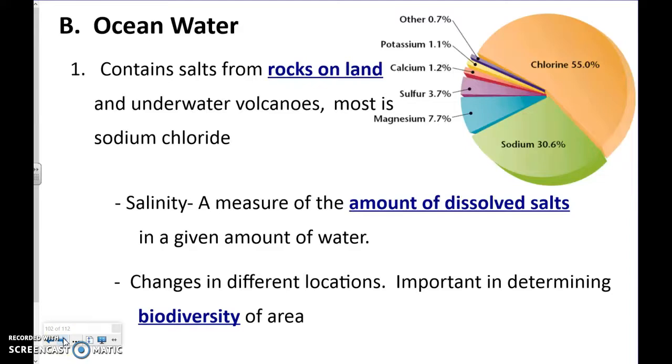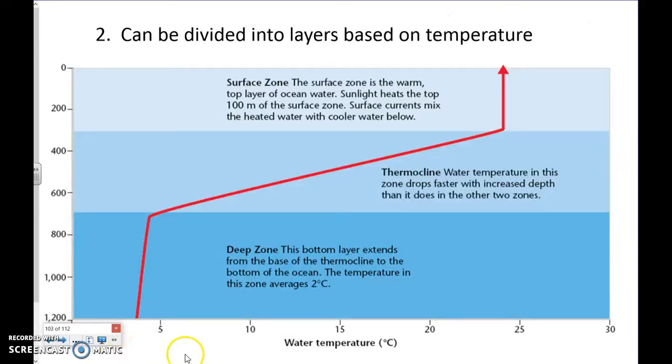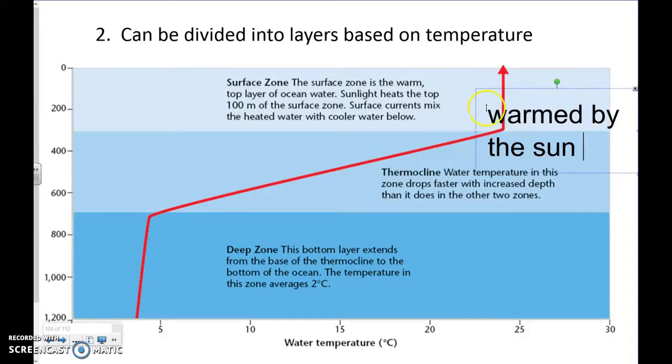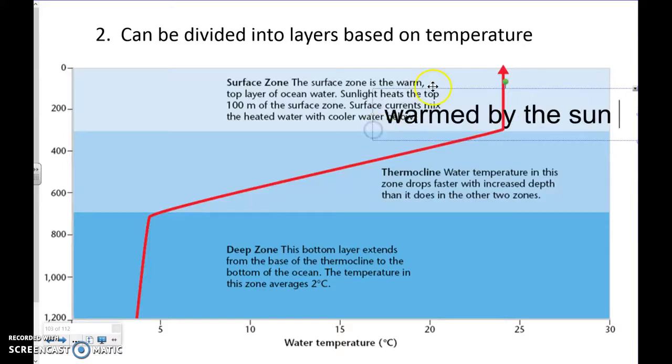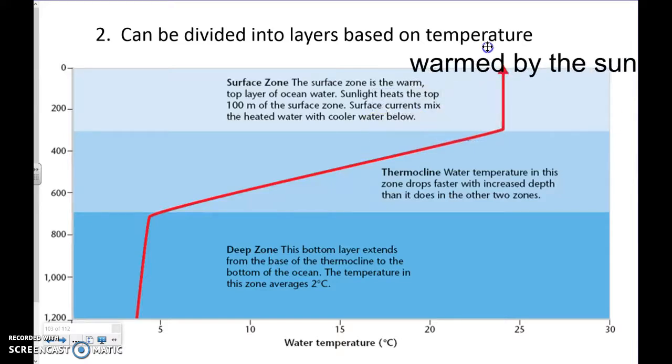It also has a lot to do with buoyancy, with the density of the water. Salty water is going to be more dense, and that's going to come into play when we talk about the currents. The currents are going to depend not only on salt but also temperature. We divide our ocean into several layers. The first one is the surface zone. You have a blank there. The surface zone is warm. It's the top layer. What I want you to write down is that it's warmed by the sun.